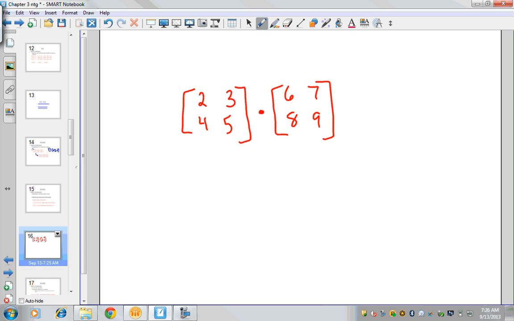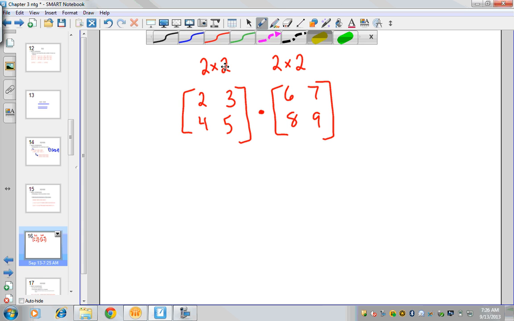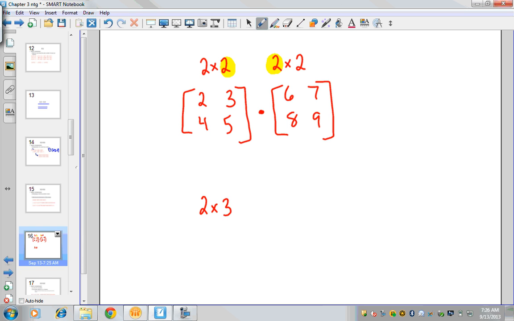Now the dimensions of these matrices: this is a 2 row by 2 column matrix, and this right here is a 2 row by 2 column matrix. Notice here how the numbers on the inside, this 2 and 2, match. That's very important because if they do not match, you cannot multiply those matrices. For example, if we had a matrix that was a 2 by 3 and then another one that was a 2 by 2, notice that the two middle numbers do not match, so you will not be able to multiply those matrices.